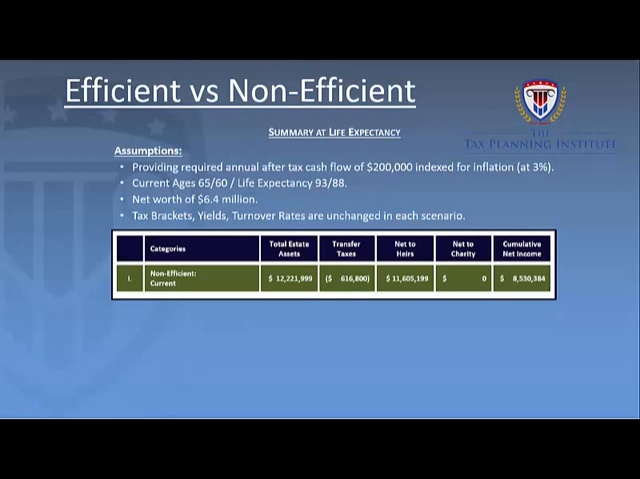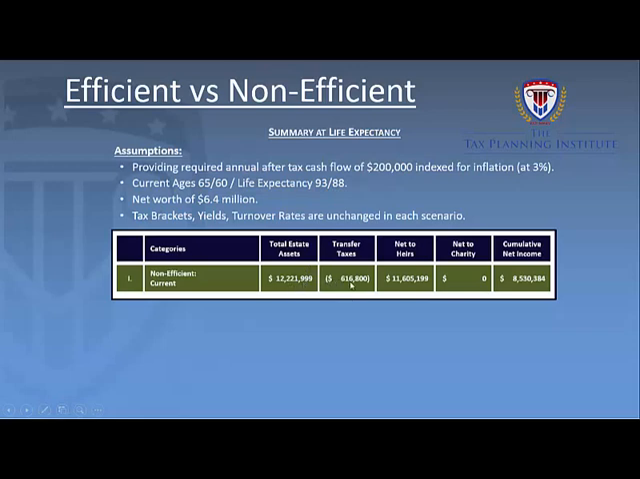But what I've done here is I've created a little summary as to what happens with these people. Their ages are 60 and 65 years old. Their life expectancy is 93 and 88. They want $200,000 a year net after taxes, indexed for inflation at 3%. They have a current net worth of $6.4 million. Their tax brackets, the yields on the investments, and the turnover rates on the investments are all unchanged in each scenario. And we're going to have 4 or 5 scenarios. We're not going to go through all of them today, but I want to show you the results. If they keep doing what they're doing, spending the $200,000 net after taxes, at life expectancy, their total estate assets are going to amount to $12 million.